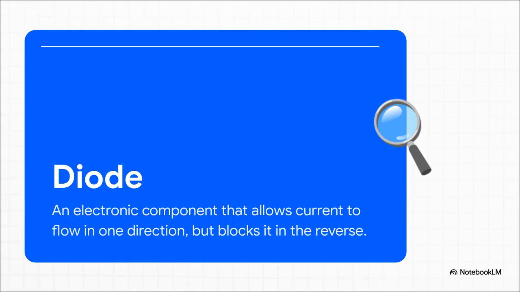So how do you force electricity to only go in one direction? You use this brilliant little component called a diode. The best way to think of it is as an electronic one-way street. Current can flow forward, no problem, but if it tries to go in reverse, nope, the road is completely blocked.